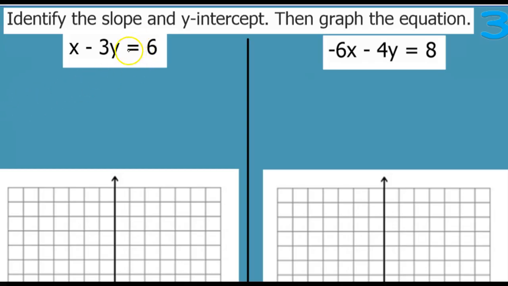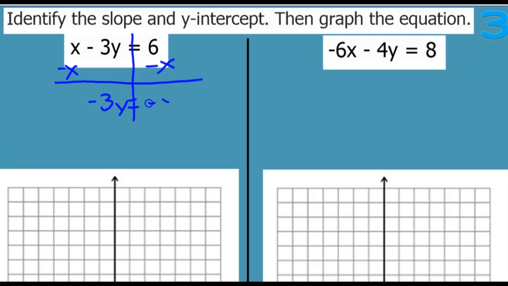Alright, now we're going to graph these. So first we have to identify the slope and the y-intercept, then we can graph it. Well, before we do any of that, we need to make sure that y is by itself. So we got to get it into slope-intercept form. So I'm going to subtract my x to move it over to the other side. Then what I'll have left is negative 3y equals negative x plus 6. Now the 6 is plus because it's positive. So what we're going to do then is divide by negative 3.